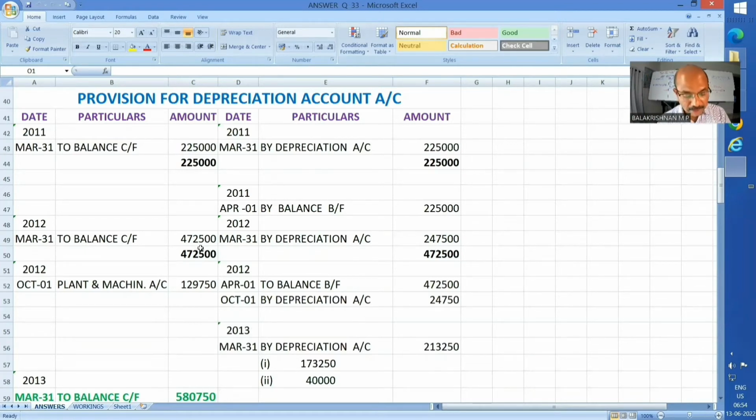We find in the next financial year, on 1st October 2012, a sale has taken place in respect of a part of this 27 lakhs, original value being 6 lakhs. So we have to be careful in extracting 2 amounts. Number one, what is the pending depreciation in respect of this amount for this financial year? Well, it is like this.